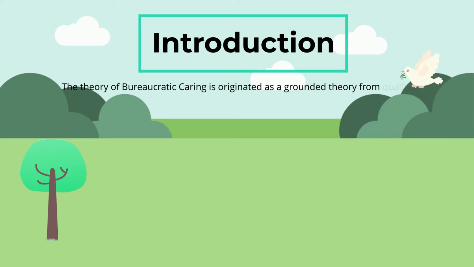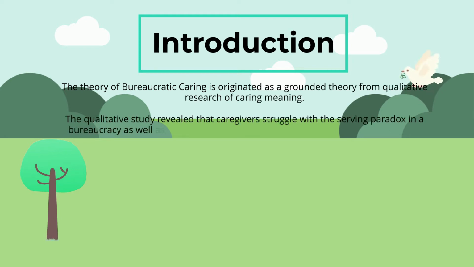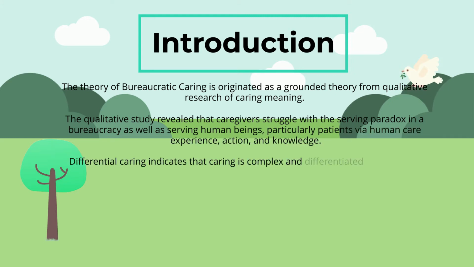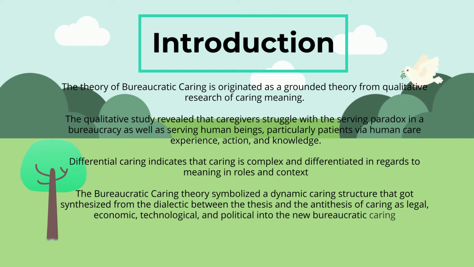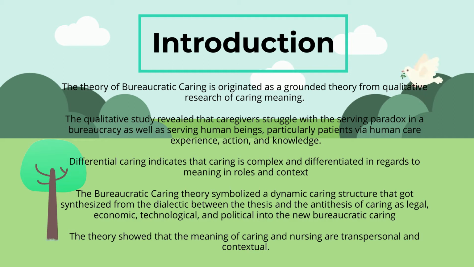Marilyn and Ray theory. The theory of bureaucratic caring originated as a grounded theory from qualitative research of caring. The qualitative study revealed that caregivers struggle with the serving paradox in bureaucracy as well as serving human beings, particularly patients, via human care experience, action, and knowledge. Differential caring indicates that caring is complex and differentiated in regards to meaning in roles and contexts.